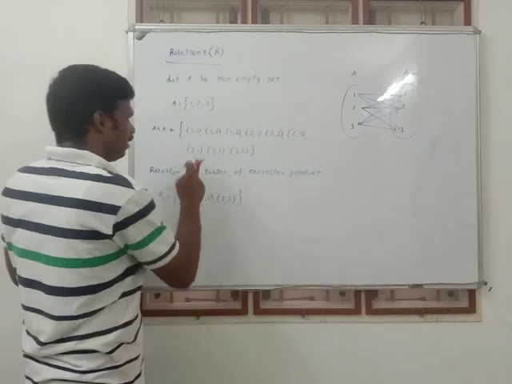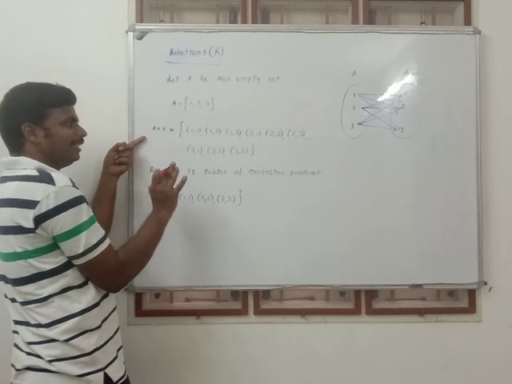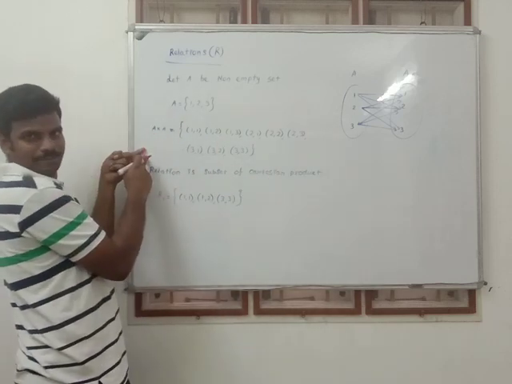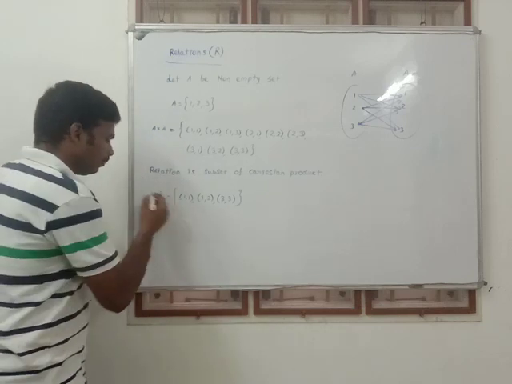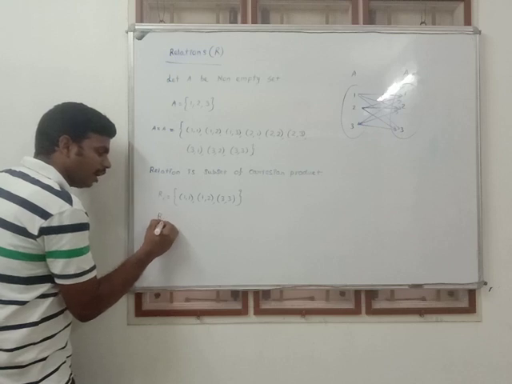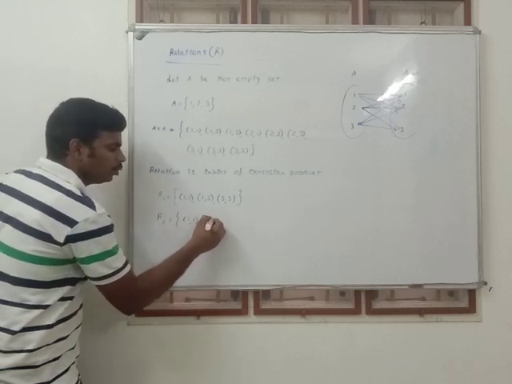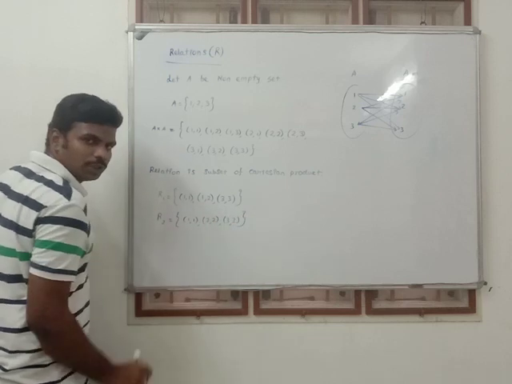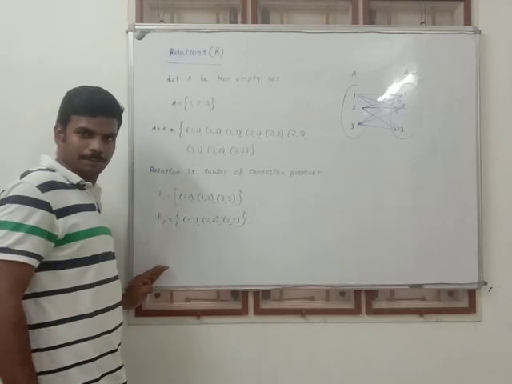Suppose we take the Cartesian product A cross A; we can say that this Cartesian product is also a relation. But this concept we will study later. Similarly, I will take another relation R2 is equal to {(1,1), (2,2), (3,3)}. This is also one type of relation. So we can take like this R1, R2, R3.